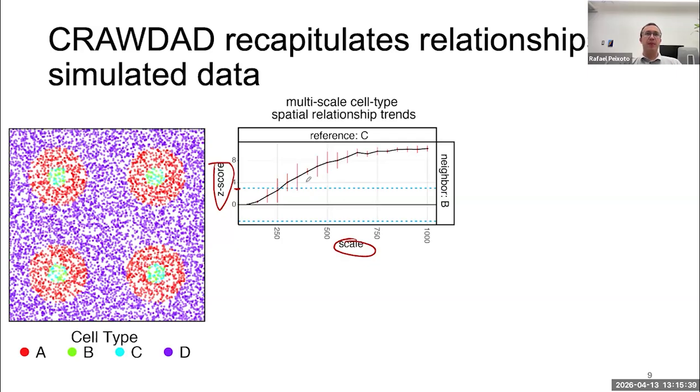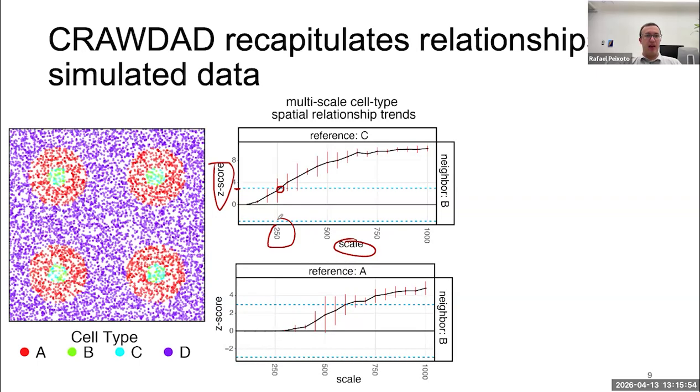And we define that cell type B is enriched in the neighborhood of reference cell type C whenever the z-score crosses the threshold. So here it's around 250 micrometers. And for this other graph that we have, we can see that both of them are enriched, this relationship happens at a greater scale.